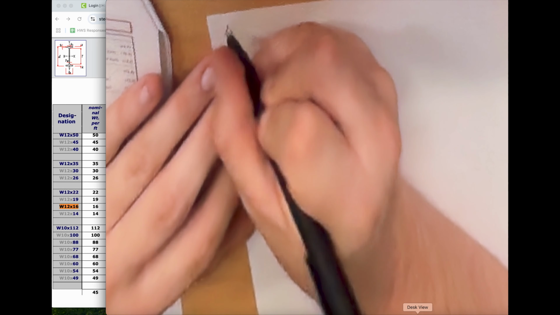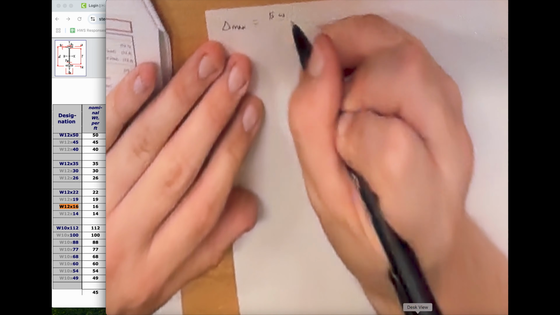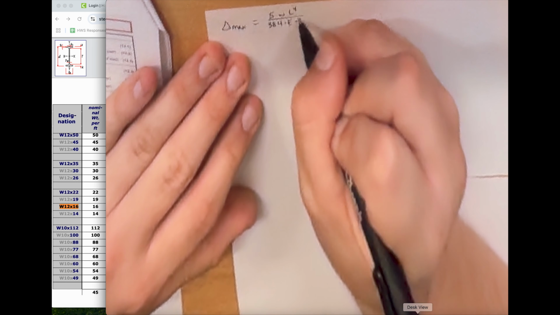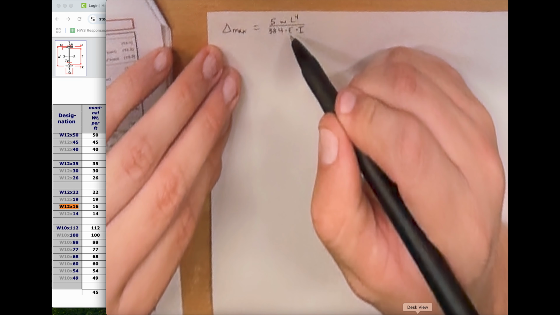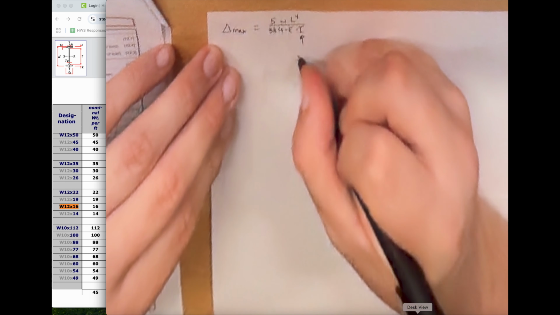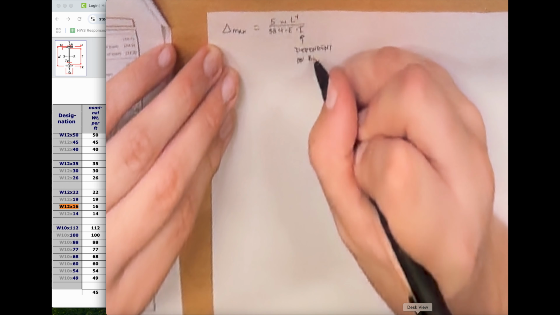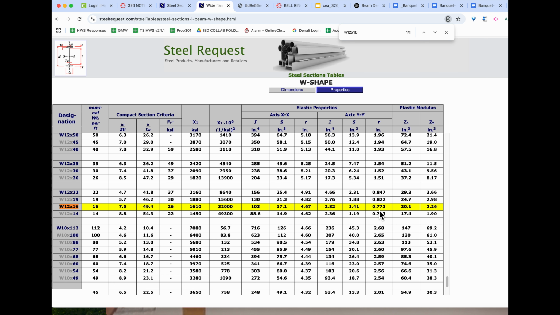Now, whenever we look at this equation for the deflection, it is equal to 5 times W multiplied by L to the 4th, divided by 384 times E times I. For this problem, W remains the same, L remains the same, and E also remains the same because that's the modulus of elasticity. However, I is dependent on the beam we're looking at. We just found that this W12 by 16 beam had an I value for the XX axis of 103. Now we need a greater value for I. If I look at this 12 by 19, I find that it's 130.